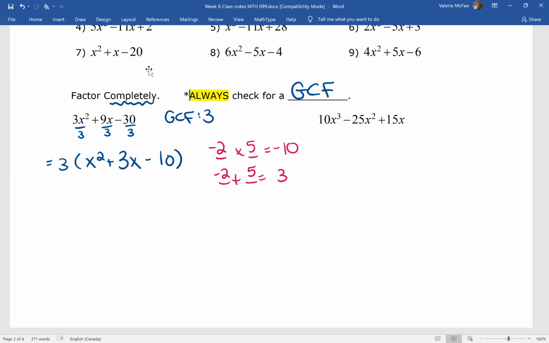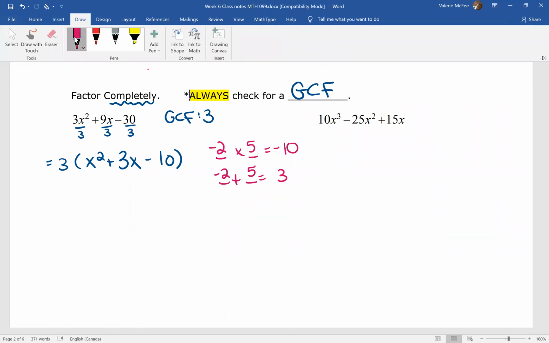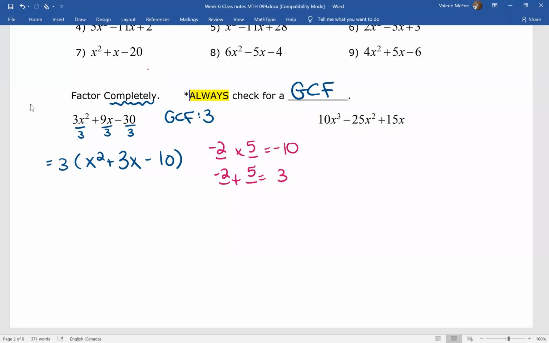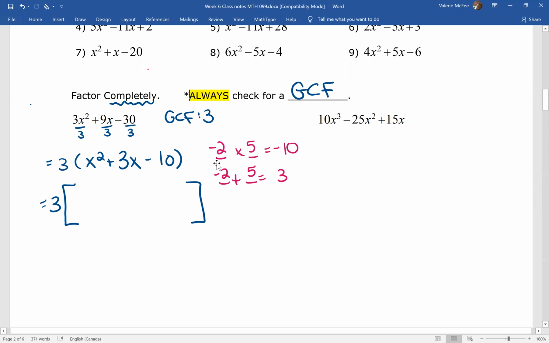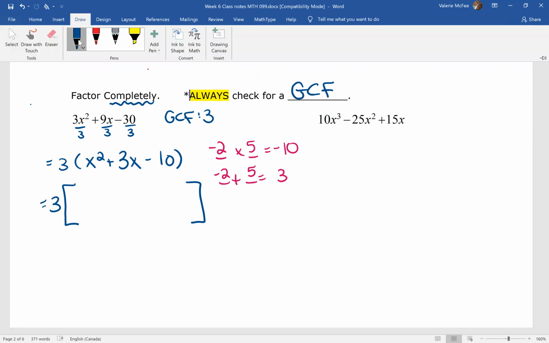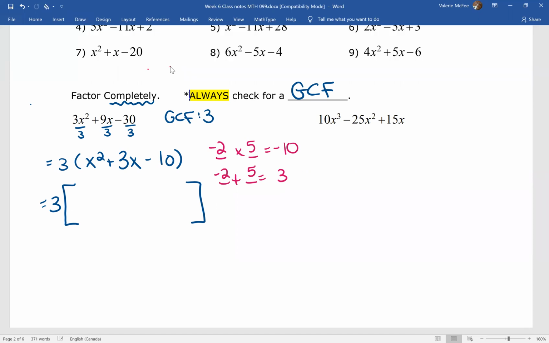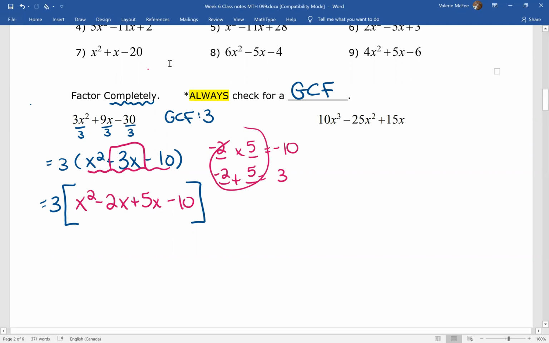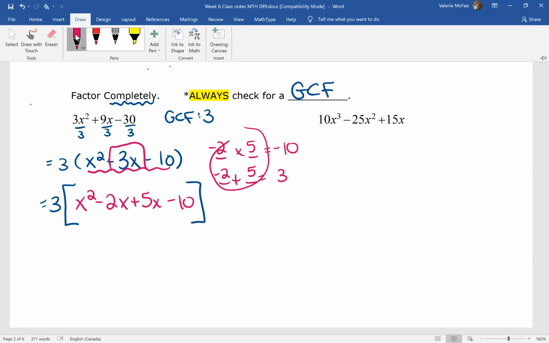We can't leave out that factor of 3. So first thing we're going to do is write down the 3. And then inside the brackets, we're going to use these numbers that we just found. So we have x squared minus 2x plus 5x minus 10. So we rewrote this, changed the middle term using these numbers. Inside the brackets, we need to factor by grouping.